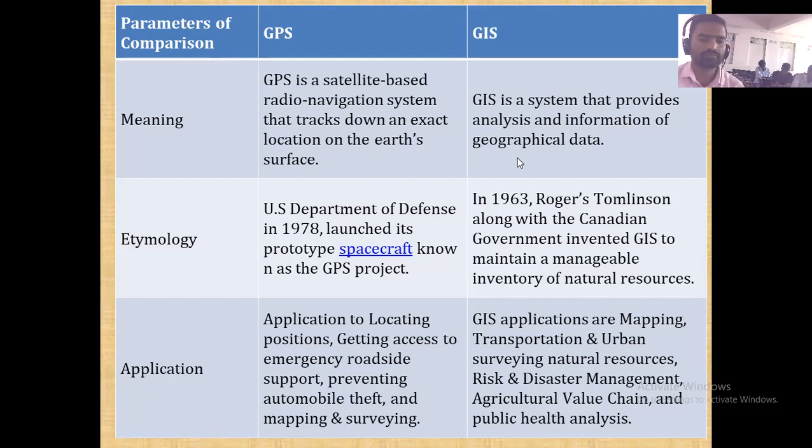Then applications. GPS applications: locating positions, getting access to emergency roadside support, preventing automobile theft, and mapping and surveying.